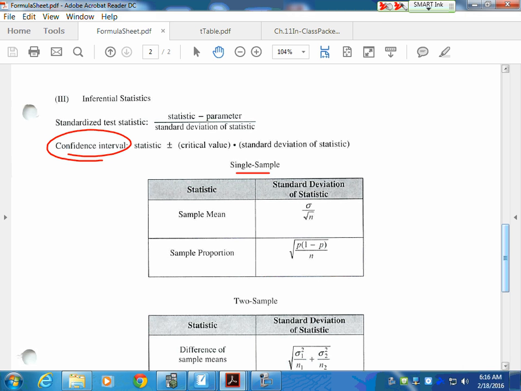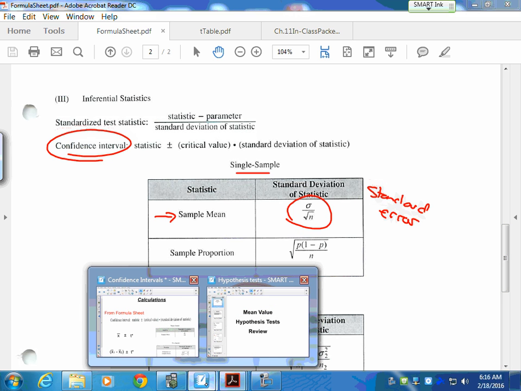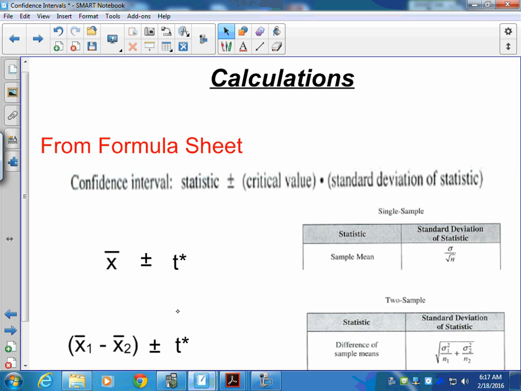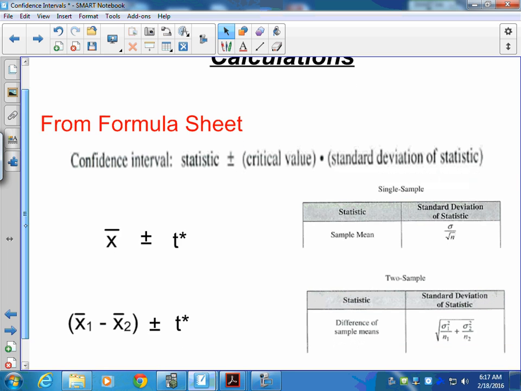Okay, if it's a single sample, sample mean, here's our standard deviation of the statistic, also known as standard error. Okay, and then if you have a 2-sample, difference of sample means. Okay, we can pull those pieces out. So everything that we need is on this page. We just have to be able to plug the values in as we're working through those calculations.